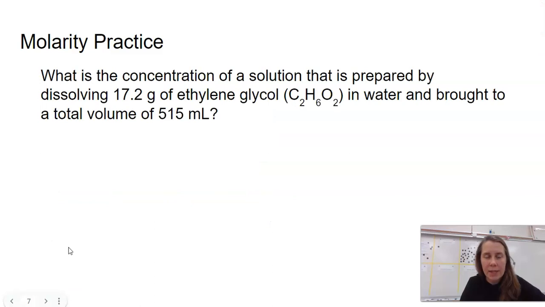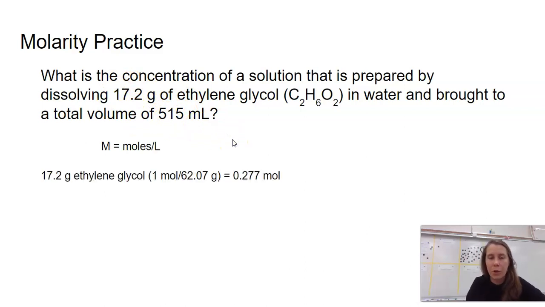All right, so one more example. This one is, what is the concentration of a solution that is prepared by dissolving 17.2 grams of ethylene glycol, and they give us the formula for ethylene glycol, in water and brought to a total volume of 515 milliliters, right? So we know that molarity is moles divided by liters, all right? So we have grams, which we could use to get moles, and we have milliliters, which we could use to get liters. Okay, so we're going to find each of those two values.